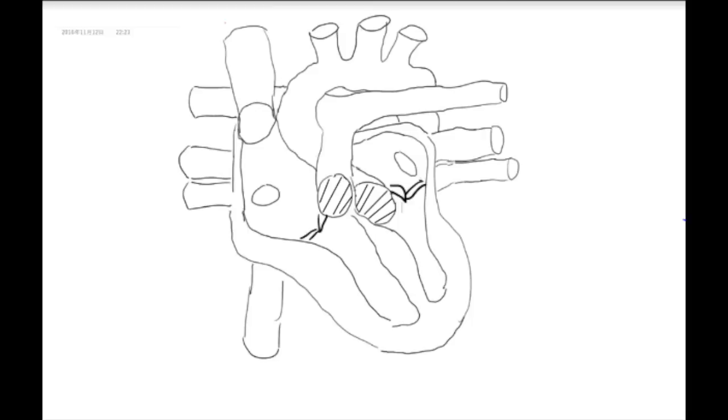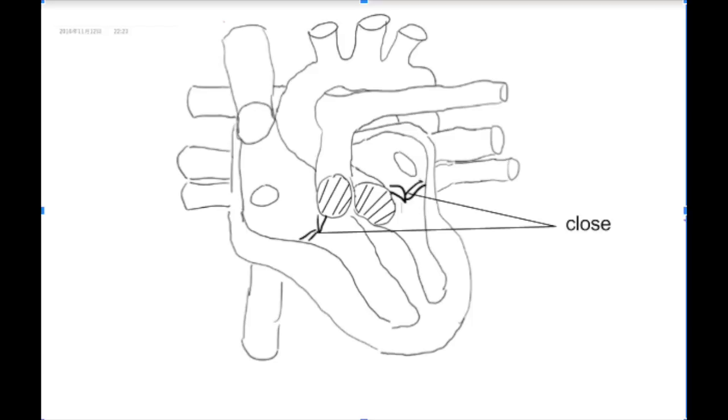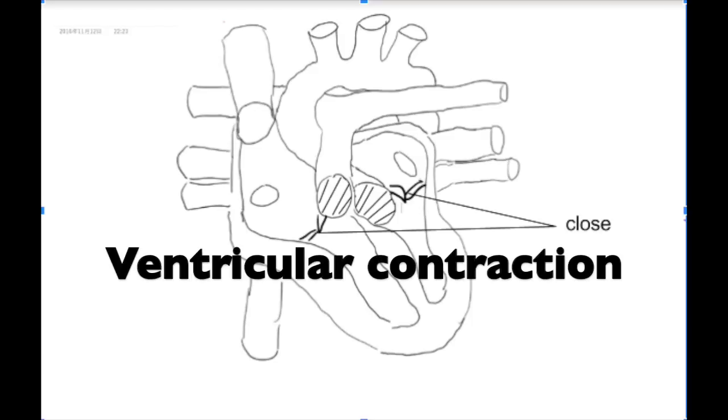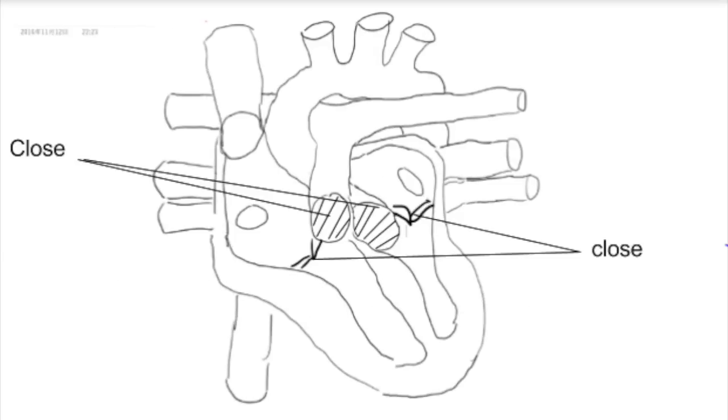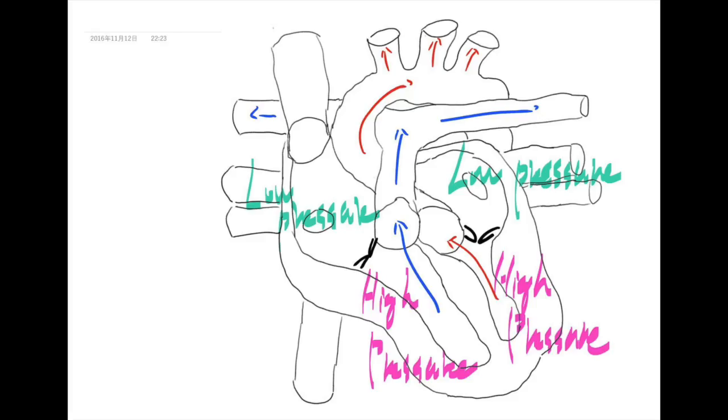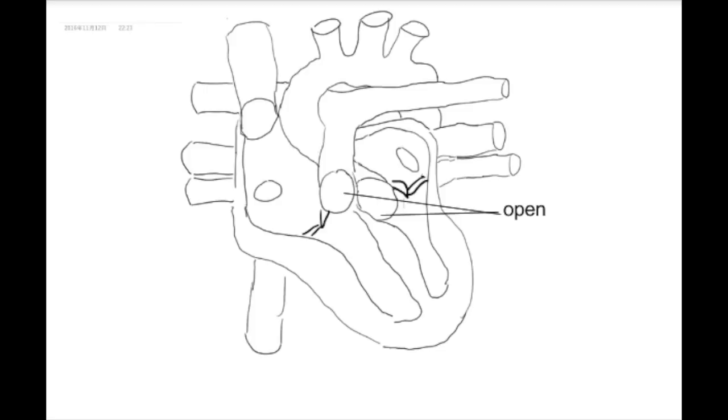Ventricular contraction causes the atrioventricular valve to close, which is the beginning of the ventricular contraction. The semilunar valve remains closed during this period. The pressure increases in the ventricle above the pressure in the aorta, causing the semilunar valve to open.